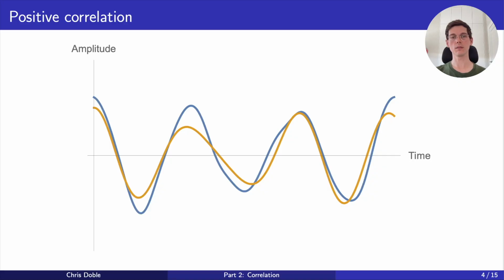These signals look quite similar. When one is positive, the other is positive, and when one is negative, the other is negative. They also seem to change at around the same points in time. These signals are almost the same, so they would have a positive correlation.